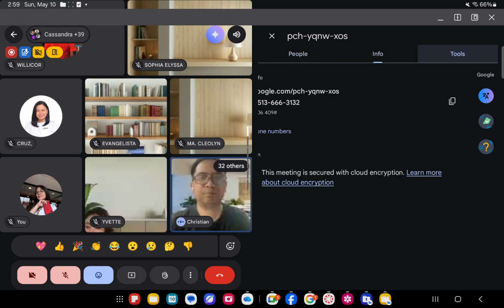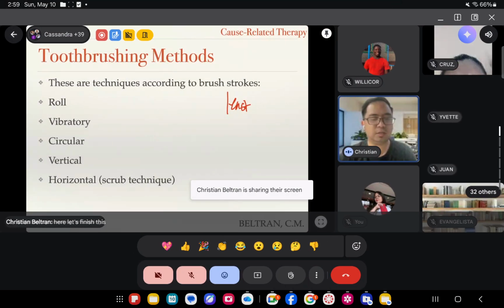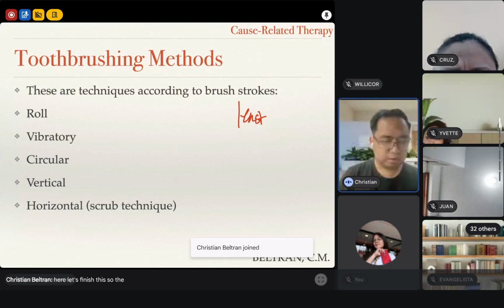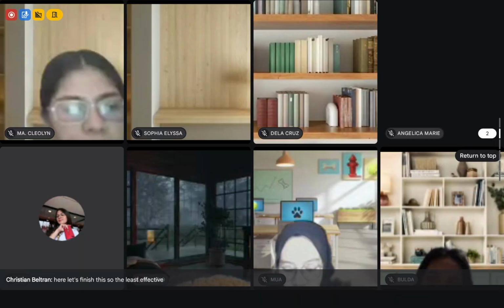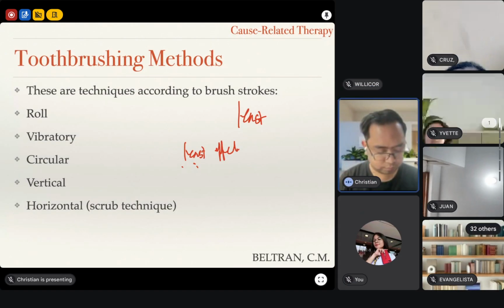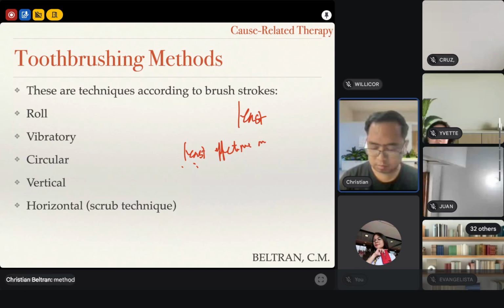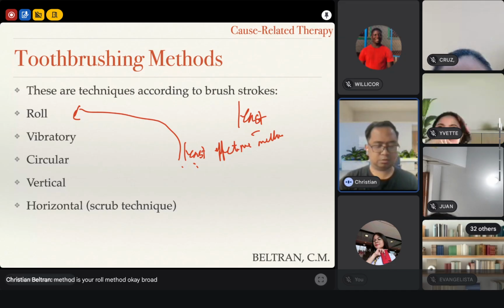Here, let's finish this. Konti na lang. So the least effective toothbrushing method is your roll method. Okay, roll method.